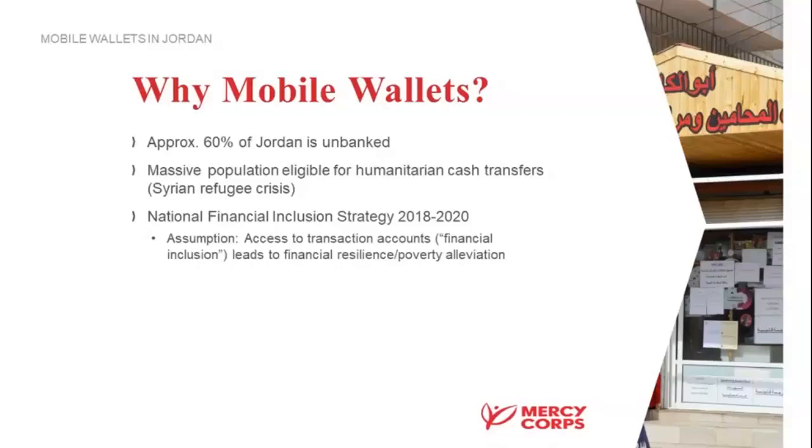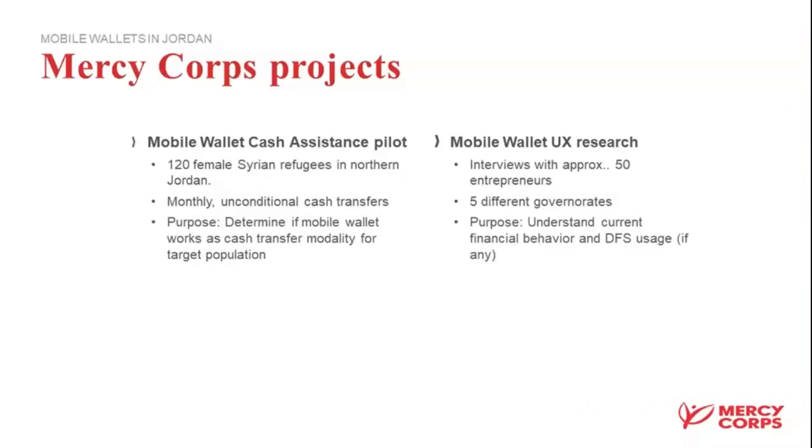All right, let's go next. So these are the two projects that we've been working on and that I'm going to be talking about today. One is more of an operational project, one is more focused on research. The first one was a pilot that we did. We had a much larger cash assistance program going on in the north of Jordan with Syrian refugees. Then we developed this pilot because we wanted to see how mobile wallets worked as a cash assistance modality. We talked with a number of our beneficiaries and ended up working with 120 female Syrian refugees in both Irbid and Mafraq, which is in northern Jordan. They were going to be receiving monthly unconditional cash transfers of between 100 to 200 JD, which is about 150 to 300 US dollars. The purpose was to determine the effectiveness and the experience that these women had working with mobile wallets as the manner of receiving cash as opposed to a more traditional ATM-based approach.